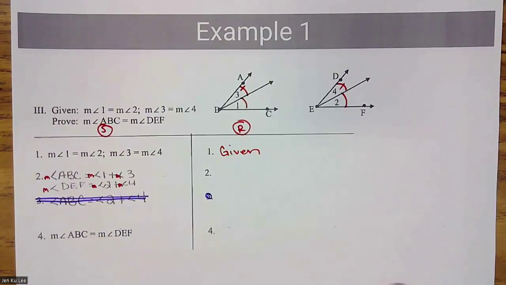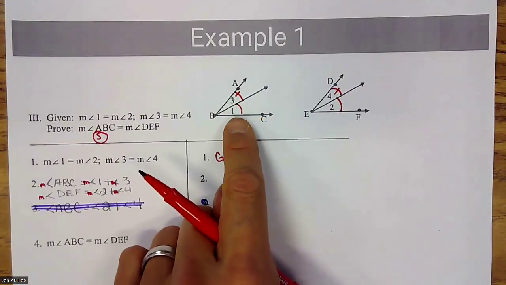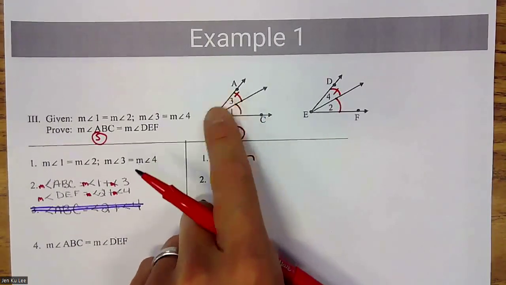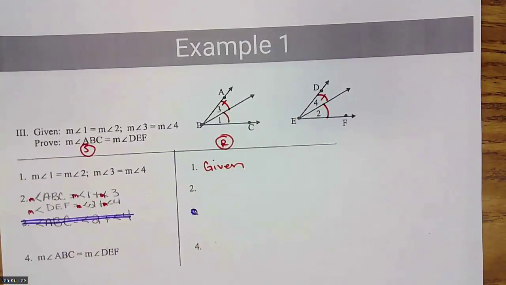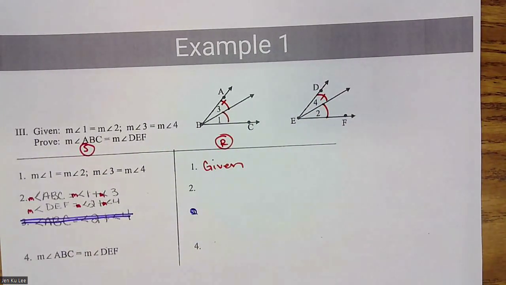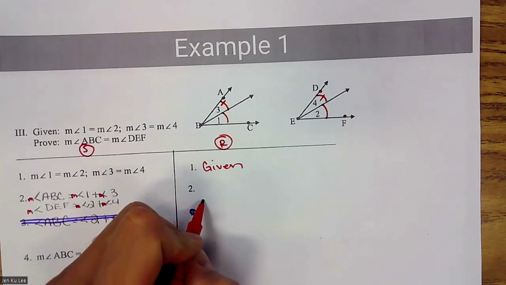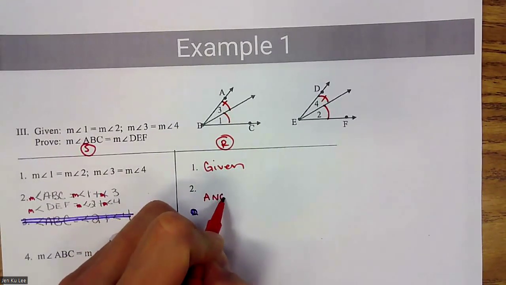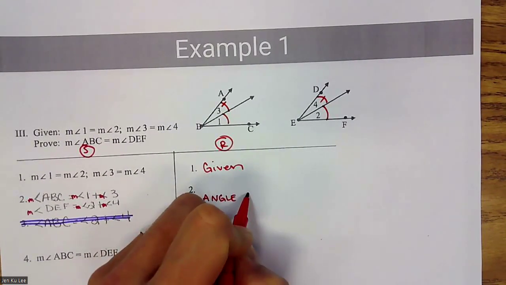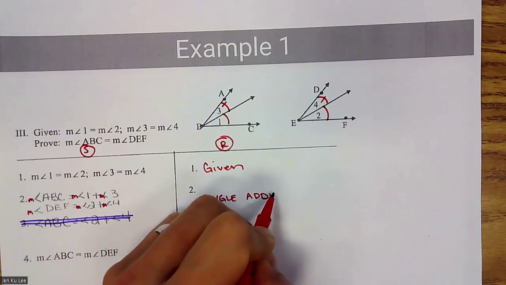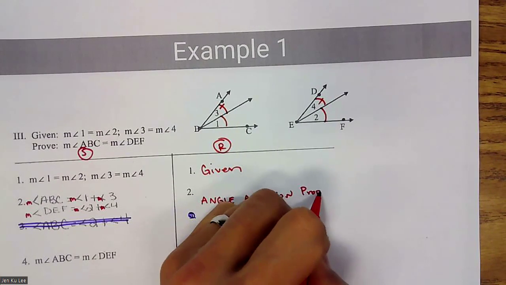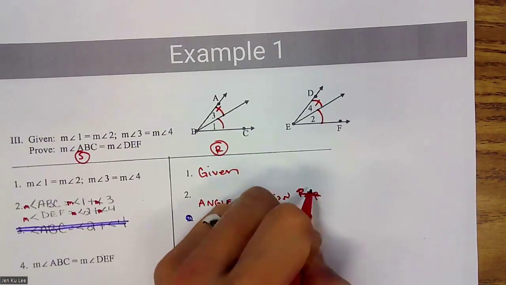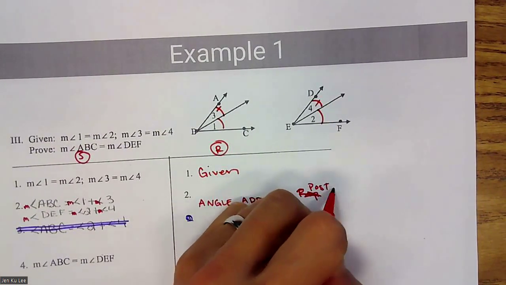How do I know that? It's saying if you add up these smaller ones, they equal the bigger one. The angle addition property or postulate. Okay?